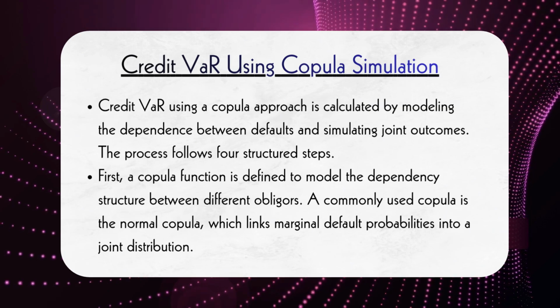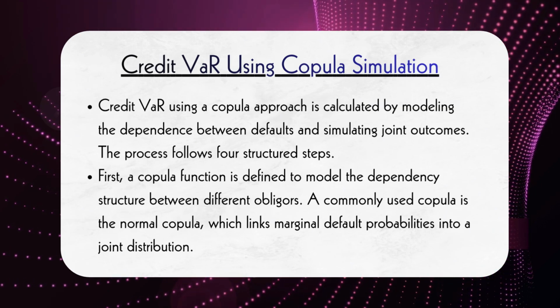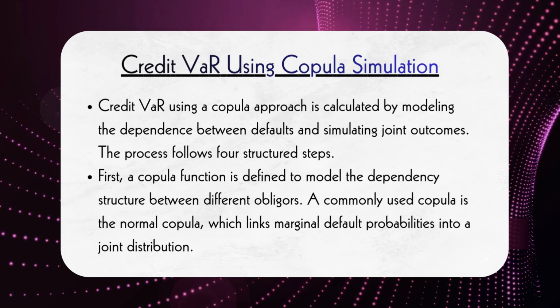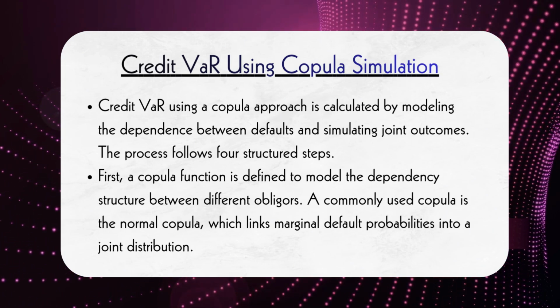The process begins by defining a Copula function. A Copula helps us link individual default probabilities into a joint distribution, capturing the dependency between borrowers. The most commonly used Copula in practice is the normal Copula.